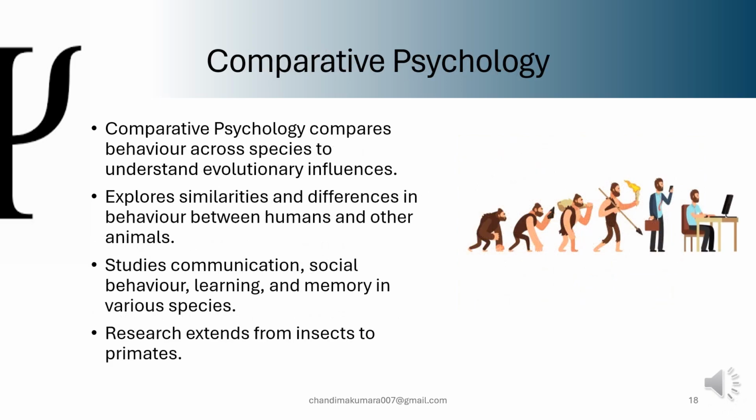Comparative psychology compares behavior across different species to understand evolutionary influences on behavior and cognition. This branch explores similarities and differences in behavior between humans and other animals. Comparative psychologists study topics such as communication, social behavior, learning, and memory in a variety of species, from insects to primates.